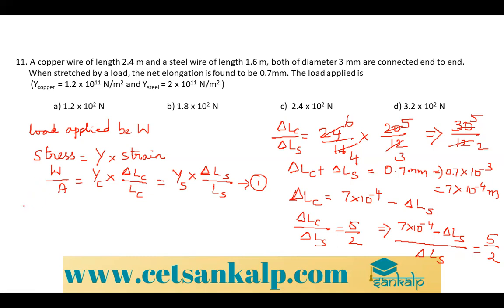So simplify, cross multiply. Cross multiplying, 7 into 10 to the power minus 4 minus delta Ls divided by delta Ls. Just cross multiplication. After cross multiplying, if we simplify, we'll get delta Ls is equal to 2 into 10 to the power minus 4 meter. Next, take this value and substitute in this equation, you'll get delta Lc is equal to 5 into 10 to the power minus 4 meter.